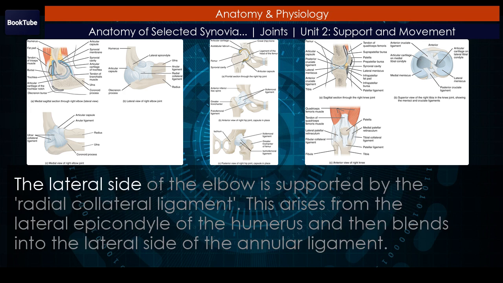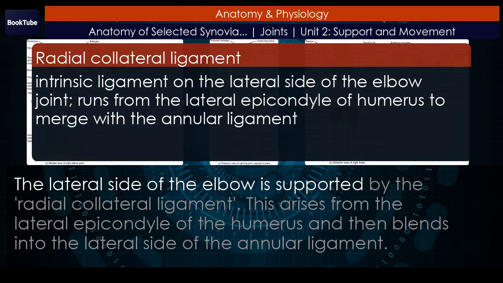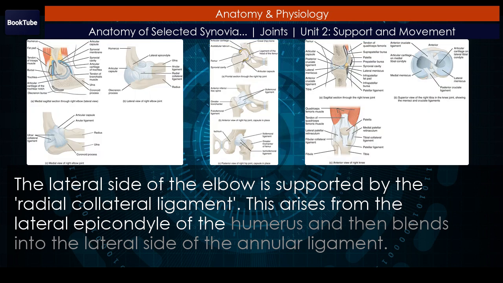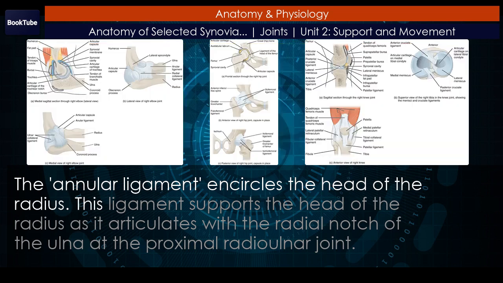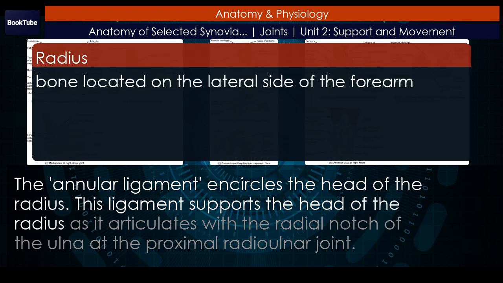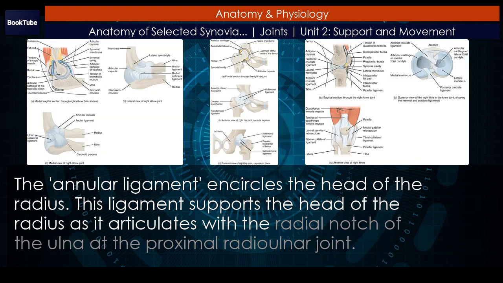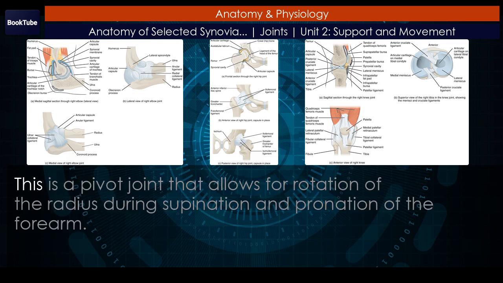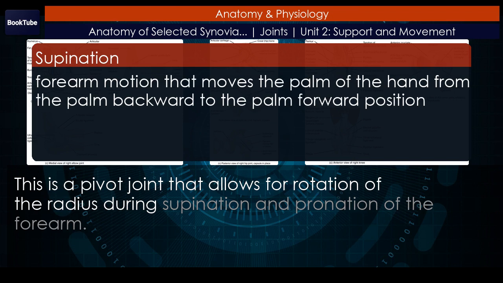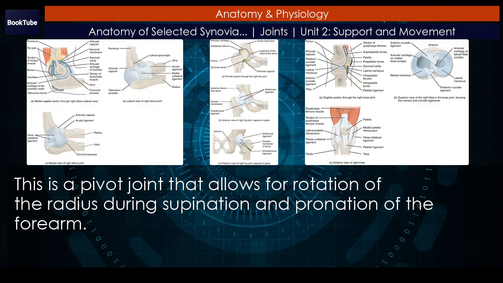The lateral side of the elbow is supported by the radial collateral ligament. This arises from the lateral epicondyle of the humerus and then blends into the lateral side of the annular ligament. The annular ligament encircles the head of the radius. This ligament supports the head of the radius as it articulates with the radial notch of the ulna. At the proximal radioulnar joint, this is a pivot joint that allows for rotation of the radius during supination and pronation of the forearm.